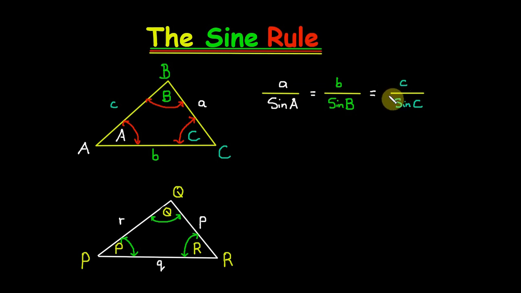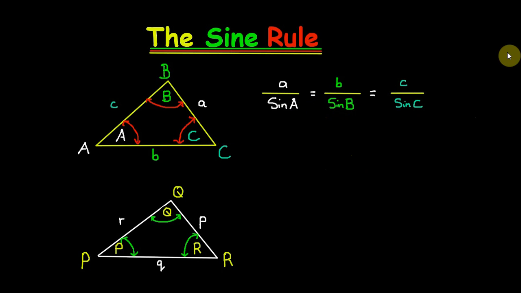At any given time, we will be required to just use two. So if we're not using C, A over sine A is equal to B over sine B. Or if we're not using B, A over sine A is equal to C over sine C. Because they are all equal. The ratio of its side to the sine of its opposite angle.